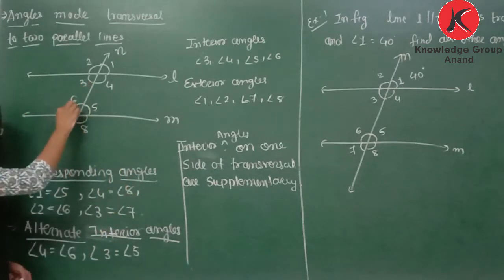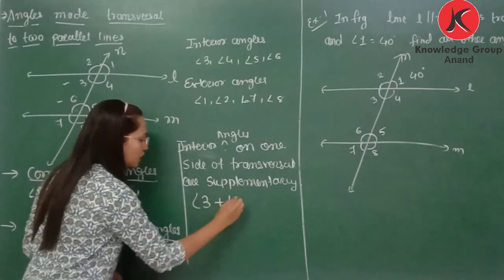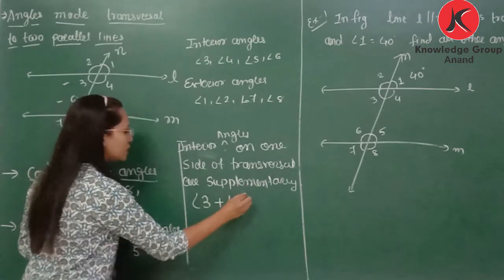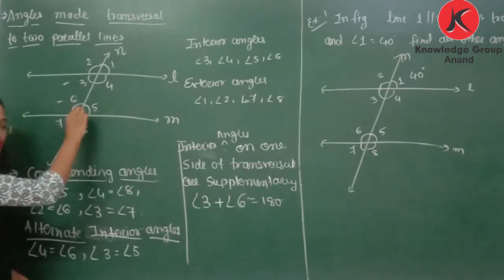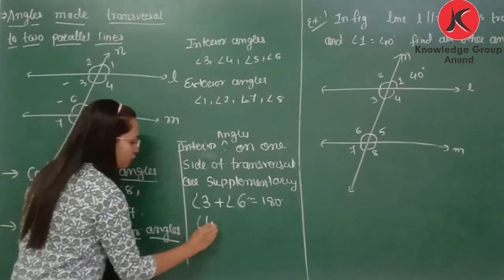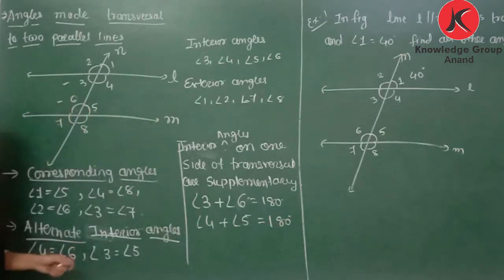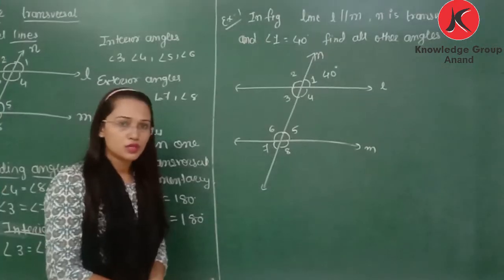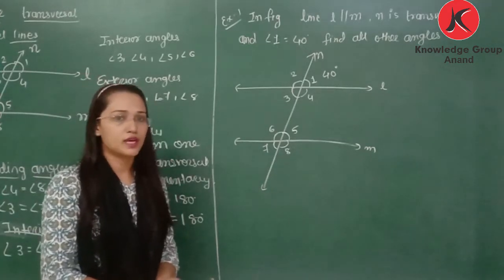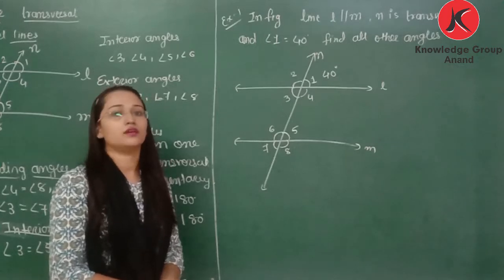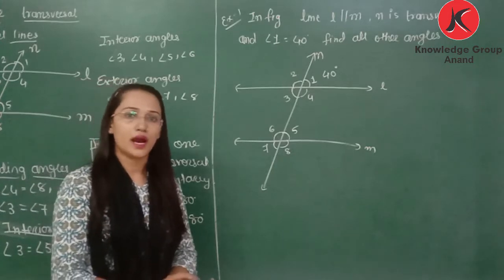So here interior angles on one side of transversal are angle 3 and angle 4. So we can write angle 3 plus angle 4, sorry, it is angle 3 plus angle 6 is equal to 180. Angle 4 and angle 5 are also on one side of transversal. So angle 4 plus angle 5 is 180. So you need to remember these three properties. So using these properties we will solve examples. Which properties do you need to remember? Corresponding angles are equal, alternate interior angles are equal, and interior angles on one side of transversal are supplementary.